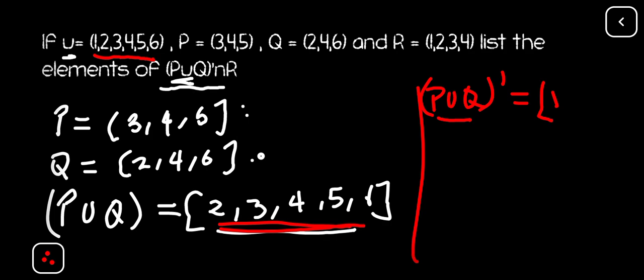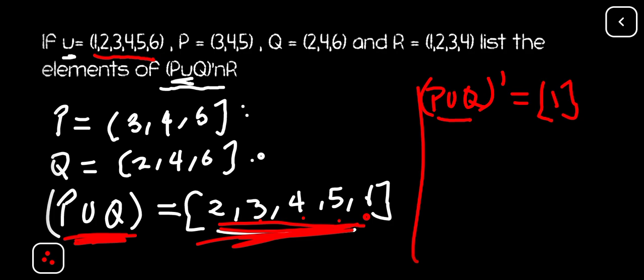All right. So check it again. 2 is in the universal, 2 is in the union here. So it's not a complement. 3 is there, 3 is here, it's not a complement. 4 is there, 4 is here, it's not a complement. 5 is there, 5 is here, it's not a complement. 6 there, 6 here, it's not a complement. So the only complement we have is 1. So it's anything that is not in P union Q, and it has to be in the universal set. And that's how you know a complement. So by now you should understand what complement is.